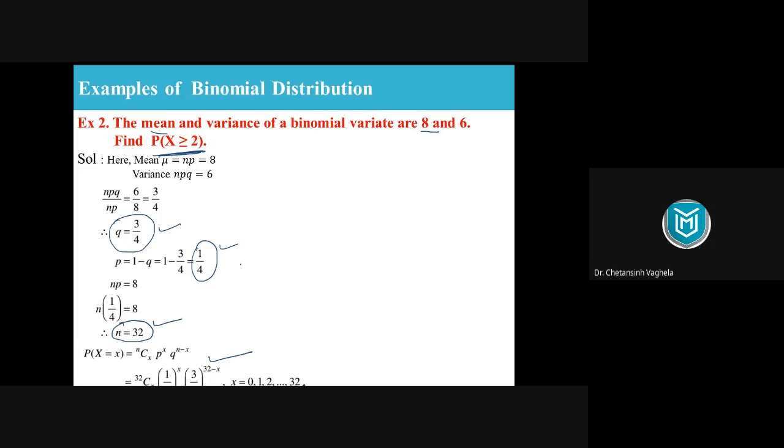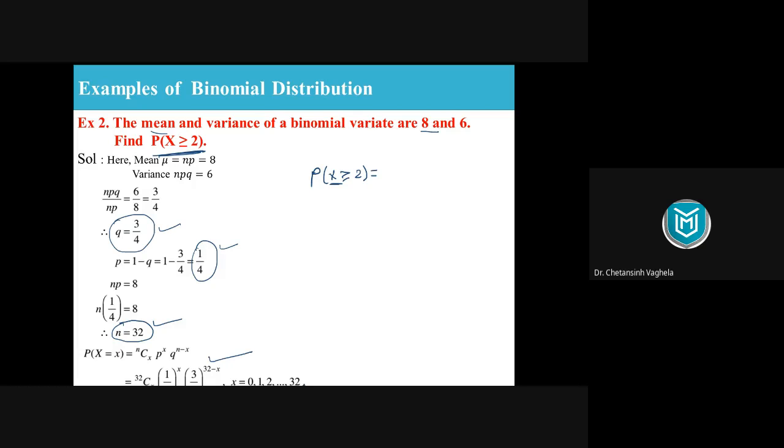So, but this is not the question. Question is about to get the value of... just a minute. Okay, good. What we are looking for? We are looking for probability of x is greater than equals to 2. Now, what is this? Probability that my random variable x gonna take value greater than equals to 2.